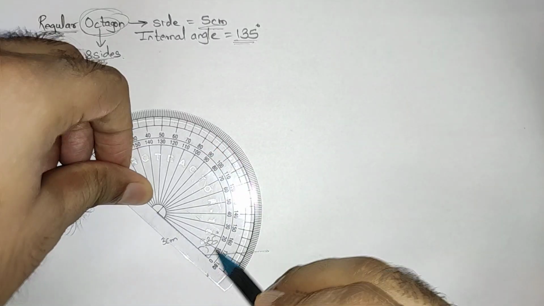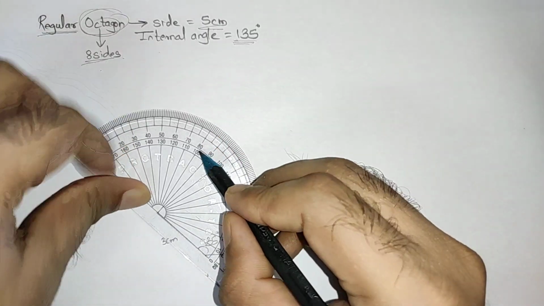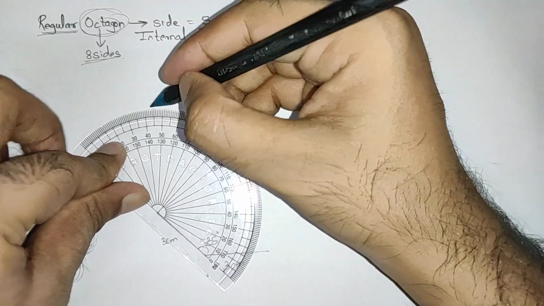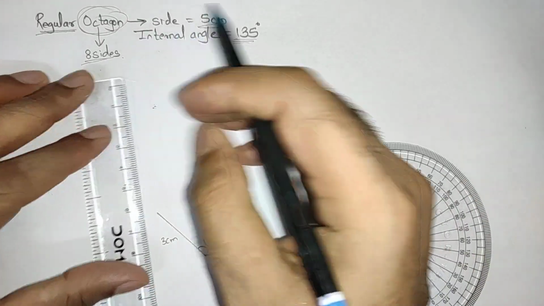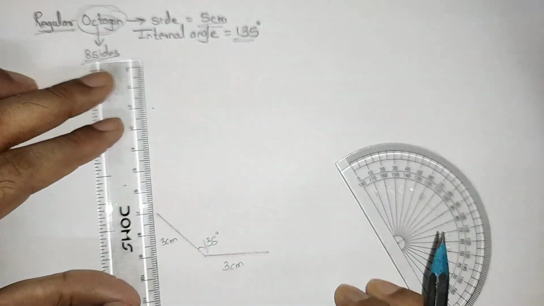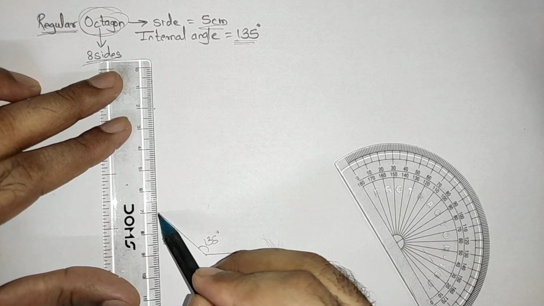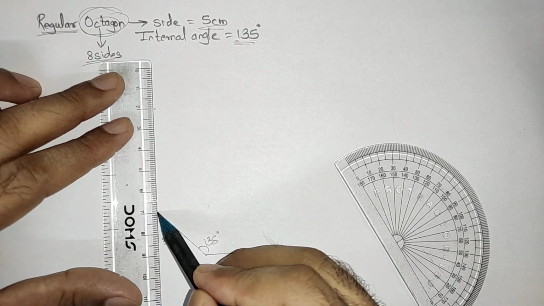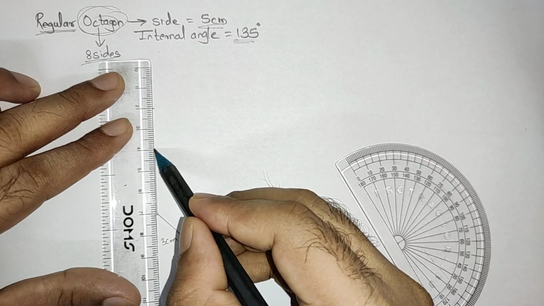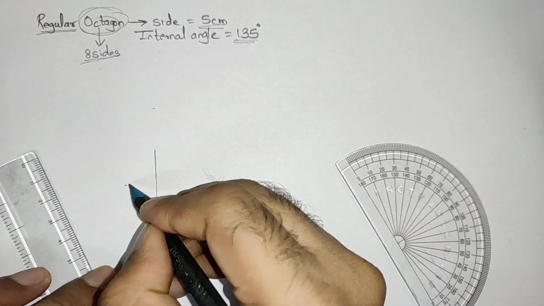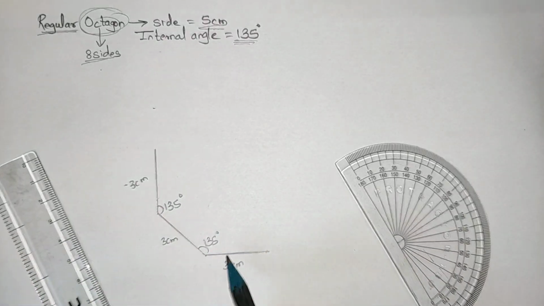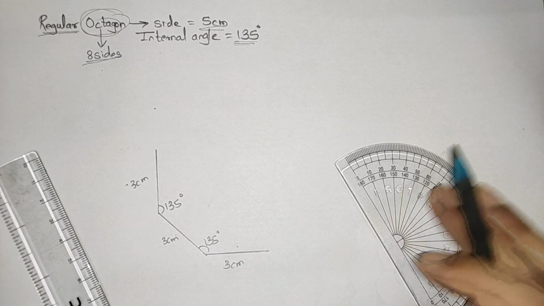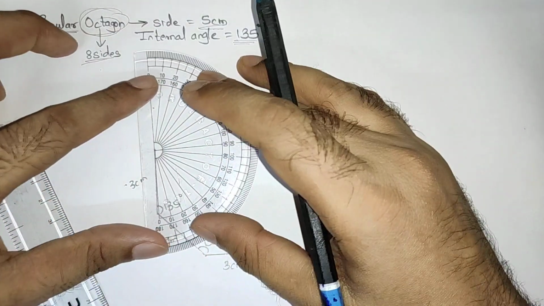Start counting from 0, 10, 20, 30, up to 130 and 135 over here. Place the ruler so that these 2 points are on the same line, and also it should be easy for me to count 3 centimeter from here. If I start at 7, I'll stop at 4. So we are done. This 3 centimeter, this is 135 degree. So far we have got how many sides? 1, 2, 3 sides.